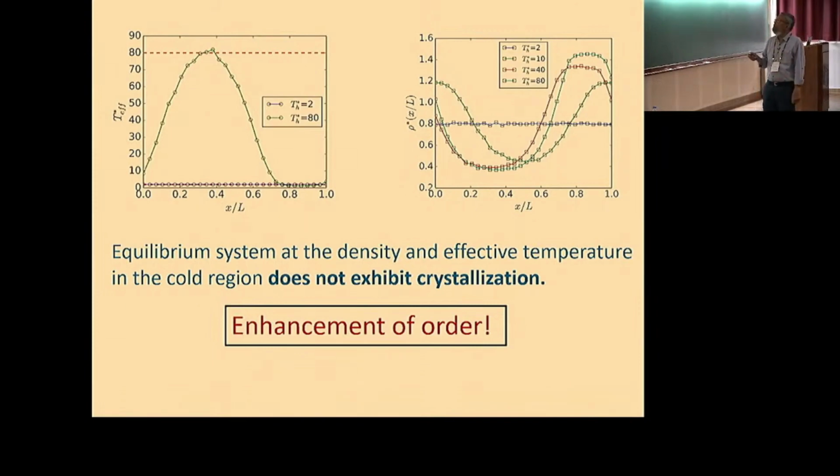If I look at the cold region and look at the density and effective temperature of the cold region, then one finds that in the equilibrium system, for those values of the parameters, the system remains in a liquid state. There is no crystallization. So somehow, in the cold region, the system is exhibiting order which is higher than what you have in an isolated system at equilibrium with fixed temperature, density, etc. So this is what we found for the simple particle system, Lennard-Jones particles.